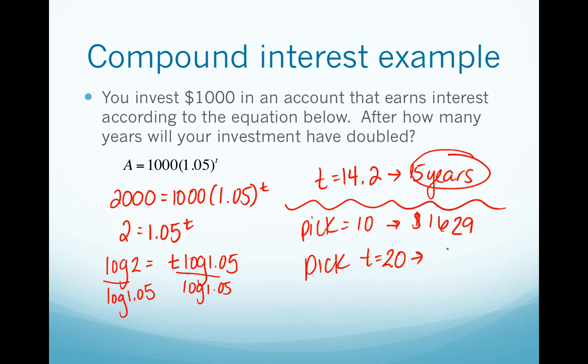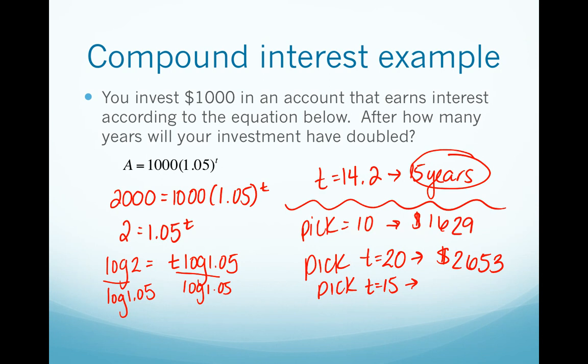That gives us an amount that's $2,653 roughly. So that's well over double. So then we need to backtrack a little bit. So then maybe we go to the halfway point just to see what that would be and plug that in.